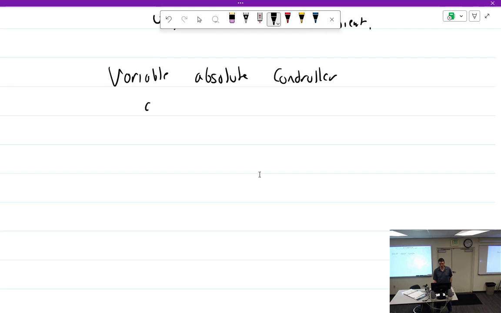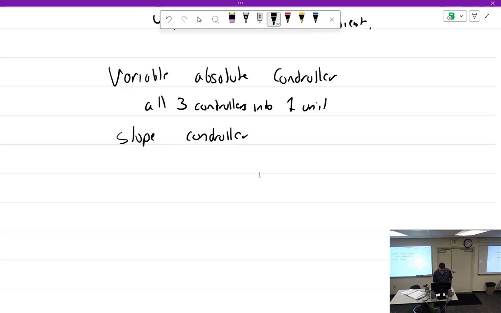That's all three controllers in one unit. It also, just leave it at that. And this one also has a slope controller. I think they just both threw that in there.